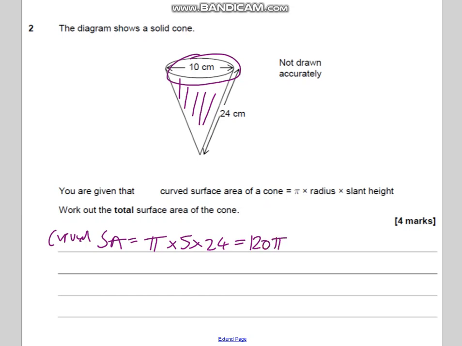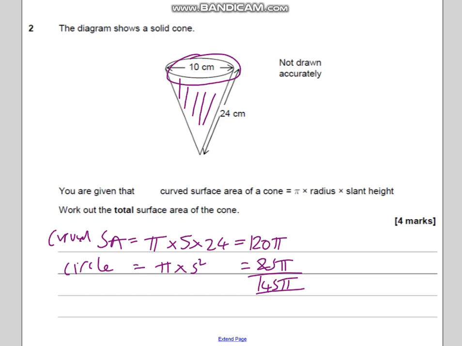pi. And then we've also got the circle, that's going to be pi times by 5 squared, which is going to be 25 pi. If we add them together, we've got our total area of 145 pi. So that's fine. I'd probably much better just leave it as 145 pi.